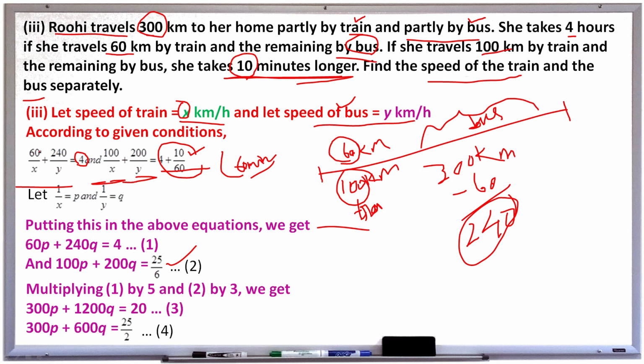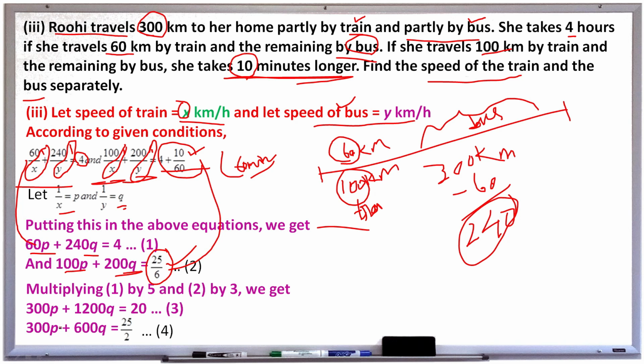Now let 1 by x be p, and similarly 1 by y be q. Now we are going to put this value in the equations. So the first equation will become 60p plus 240q is equal to 4. The second equation will become 100p plus 200q is equal to, by taking LCM, 25 by 6.